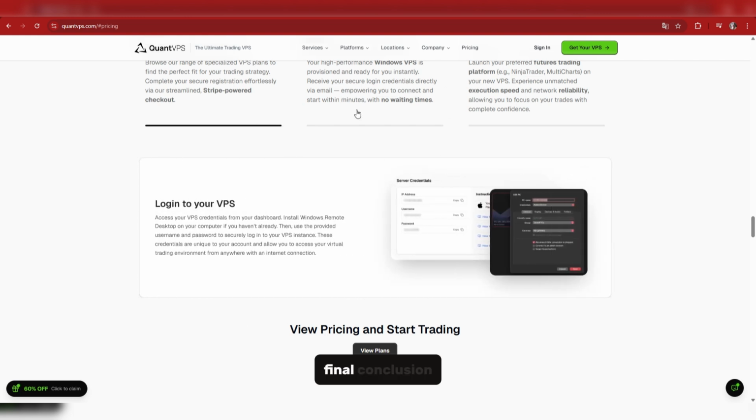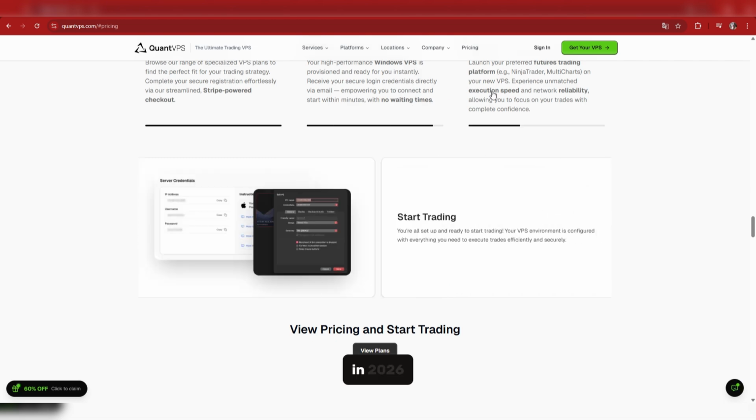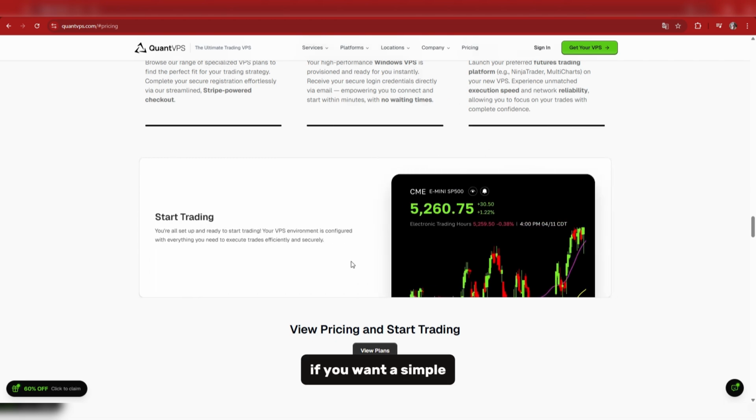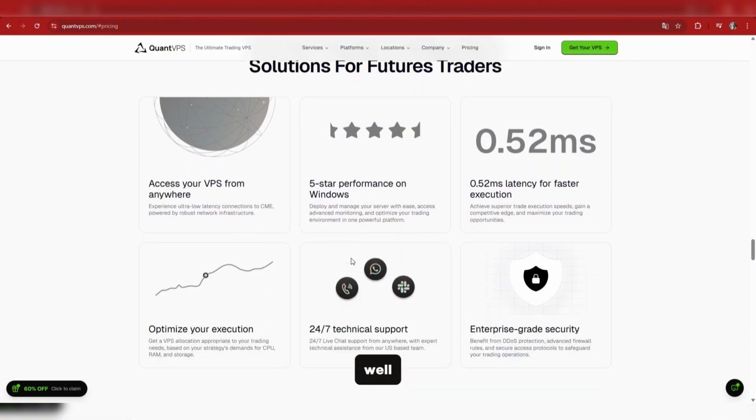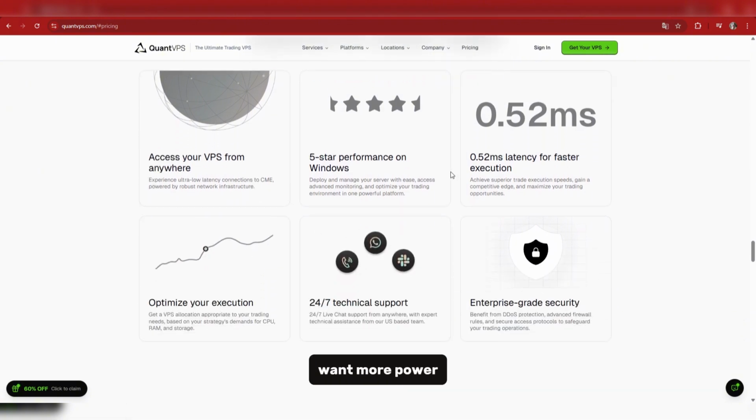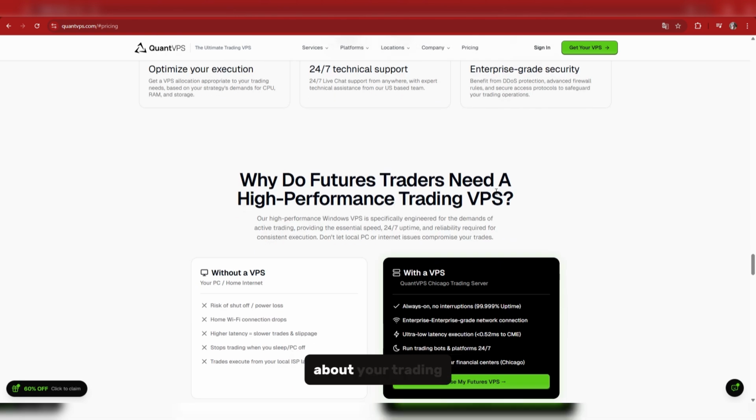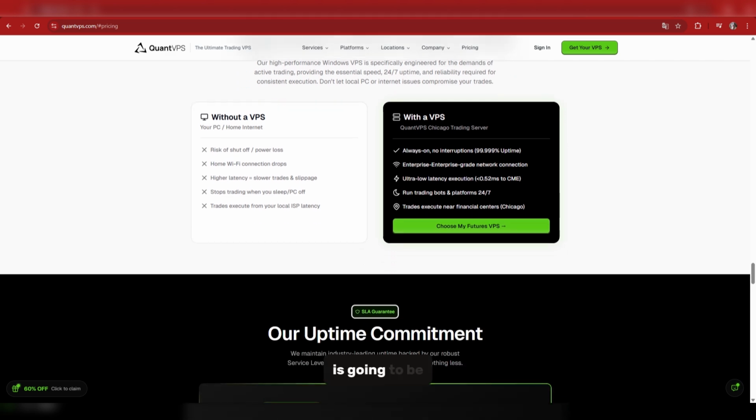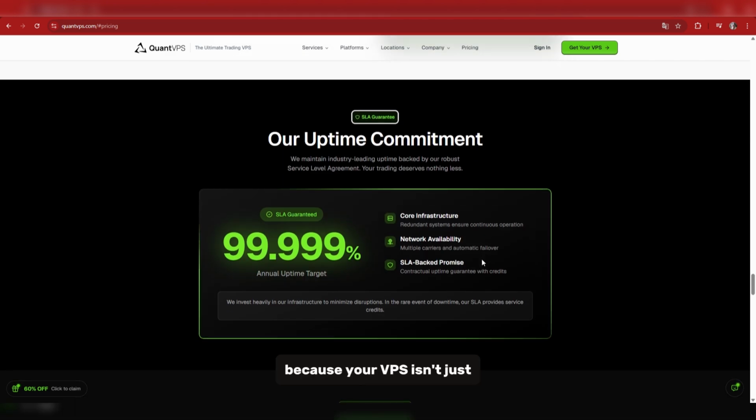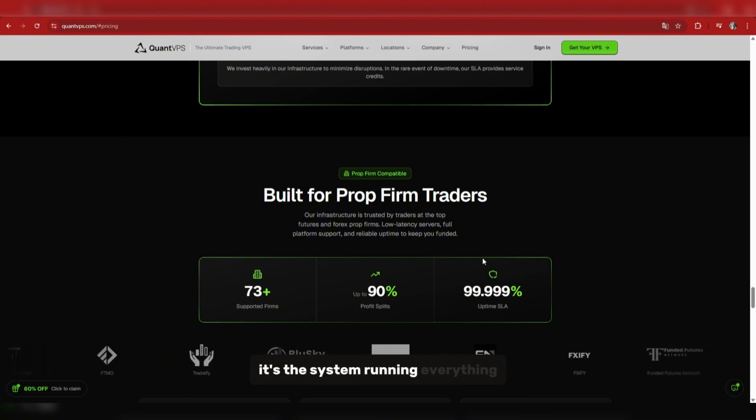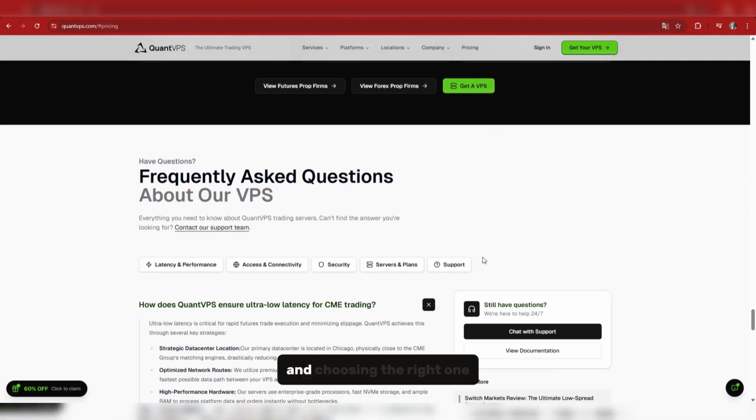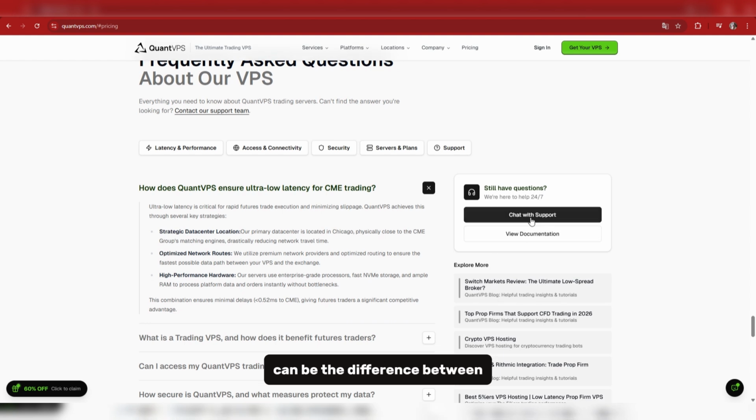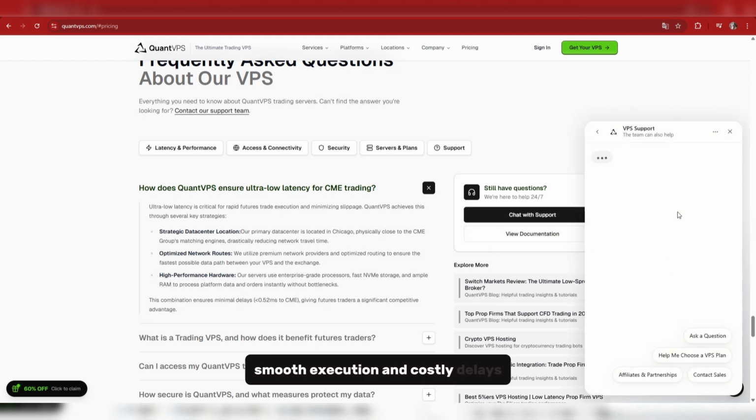Now let's get to the final conclusion. Which one should you use in 2026? If you want a simple, cost-effective setup that works well, go with Pro. If you want more power, smoother performance, and room to grow, go with Pro Plus. At the end of the day, both are solid options. But the right choice depends on how serious you are about your trading and how complex your setup is going to be. Because your VPS isn't just a background tool. It's the system running everything behind your trades. And choosing the right one can be the difference between smooth execution and costly delays.